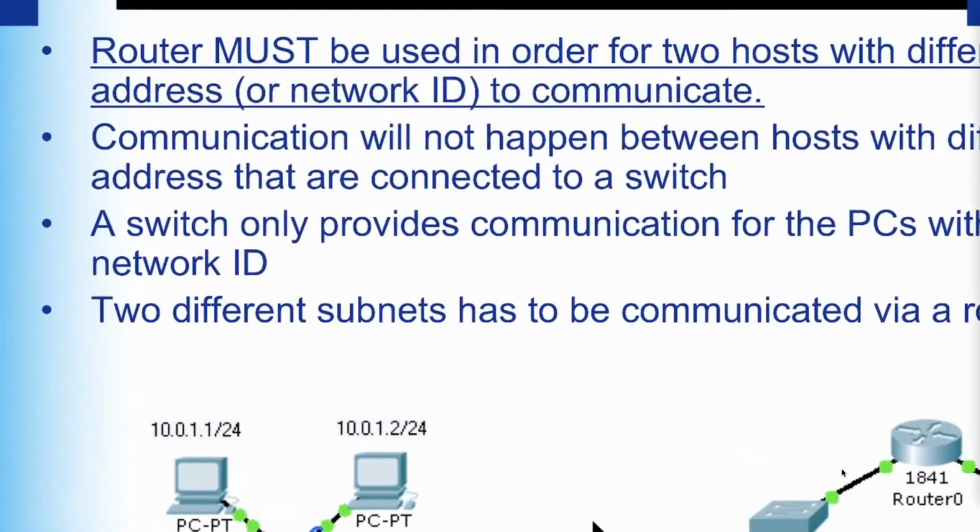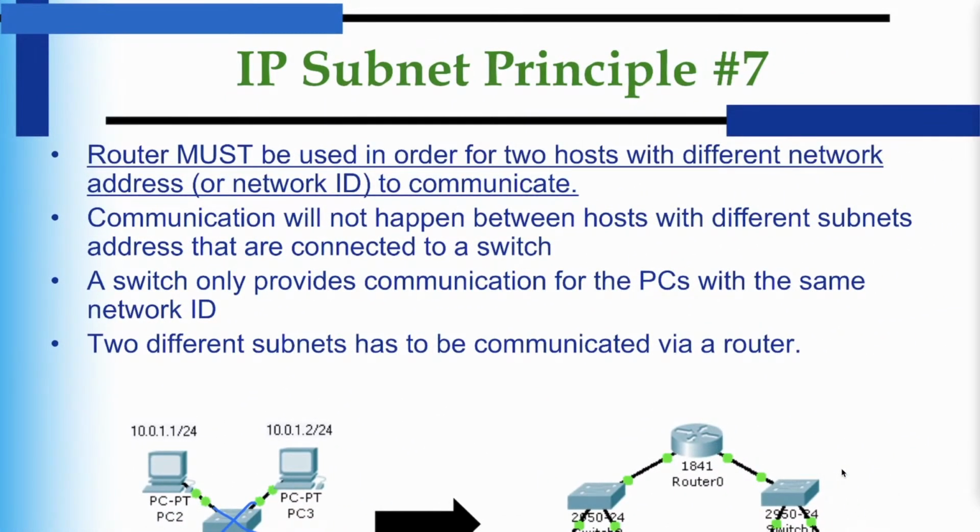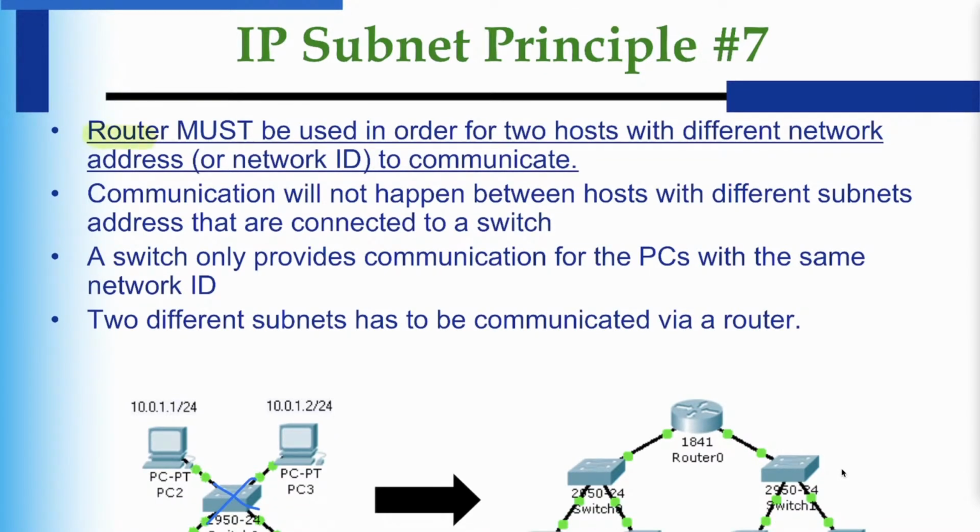Okay, now the next principle here, principle 7. A router must be used for two hosts in different networks to communicate. Now this one is very important. Okay, this is very important.